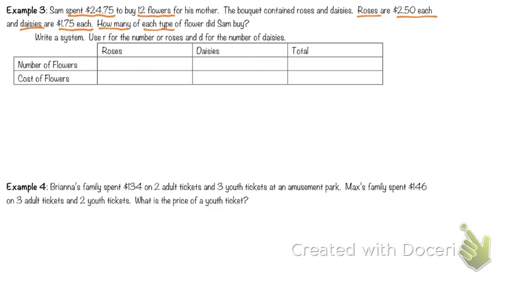Okay, so it says write a system, use what for the number of roses? R. Does that make sense? R for roses. What's it say to use for daisies? D. Does that make sense too? Sometimes using a variable that goes along with it, like months, M, roses, R, daisies, D, can help us keep straight what variables are what. So, do we know how many roses he bought? No. So what are we calling it? R. So in the table for number of flowers and roses, we're going to put R.